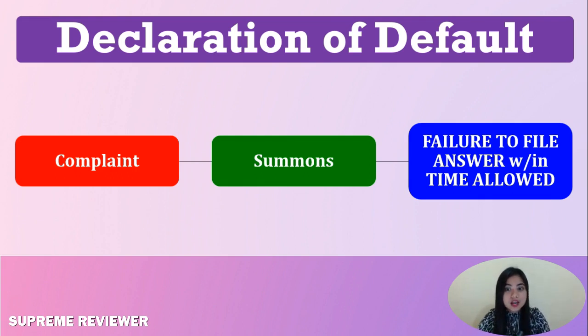In either case, the court may declare the defendant in default on motion by the plaintiff and notice to the defendant. The court shall then try the case until judgment without defendant's participation and grant the plaintiff such relief as his or her complaint may warrant.